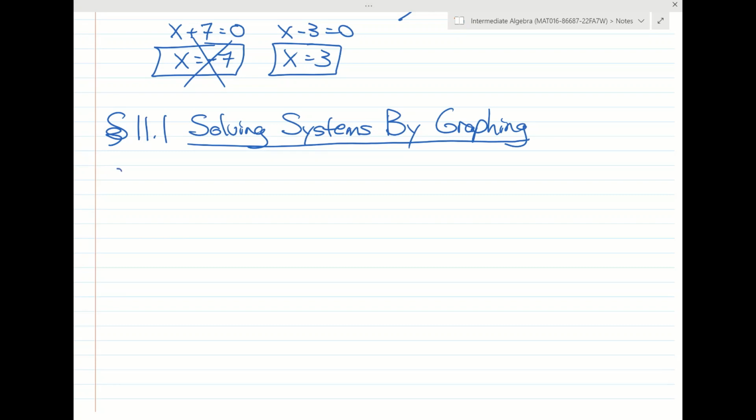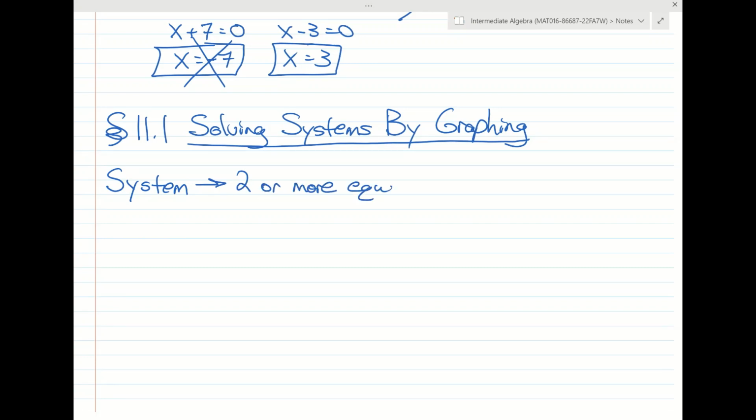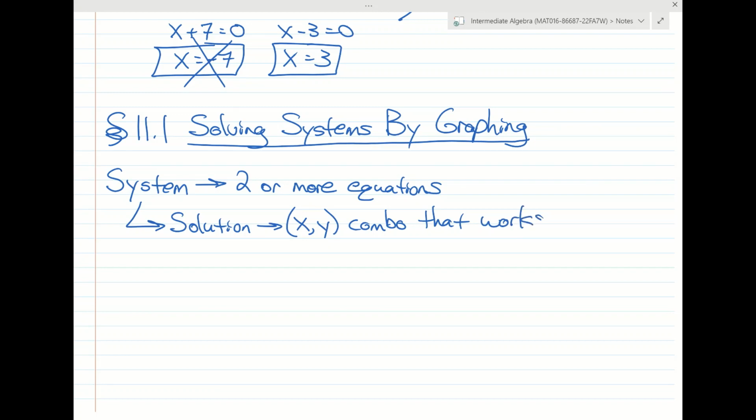So what a system is, is just two or more equations, and a solution to a system is just an X and Y combo that works in all equations.